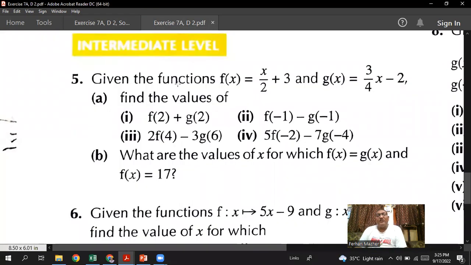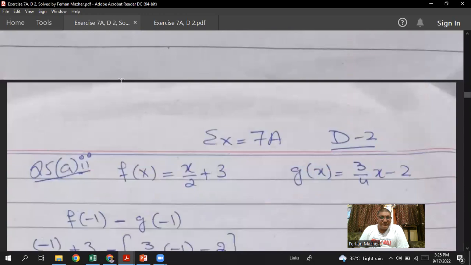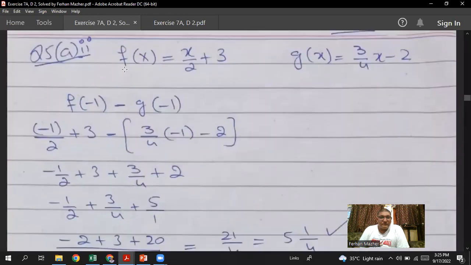In the second part, they want me to find out f of minus 1 minus g of minus 1. Okay, very simple. So f of minus 1 minus g of minus 1. So in the formula of the f of x, I will substitute x with the minus 1. So here you can see I have written here minus 1 by 2 plus 3 minus, because of this minus, I put a square bracket here. Then g of minus 1, it will be 3 by 4 into minus 1, and then minus 2, square bracket close.